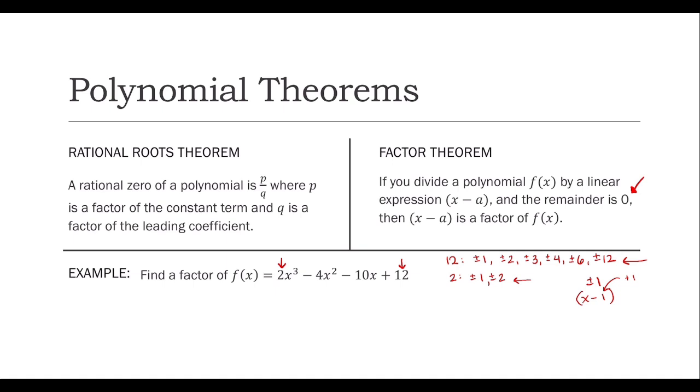So we'll use our synthetic division. We have 2, negative 4, negative 10, and 12, and then we're dividing it by 1. We'll bring down this 2. 2 times 1 is 2. Negative 4 plus 2 is negative 2. Times 1 is negative 2. Negative 10 plus negative 2 is negative 12. Negative 12 times 1 is negative 12. 12 plus negative 12 is 0. So you can see here our remainder is 0. So that means that x minus 1 is a factor of this f of x.